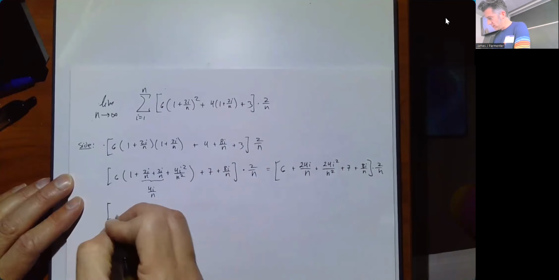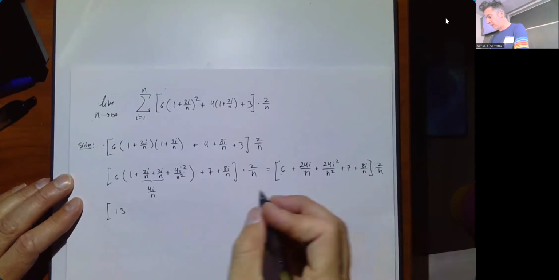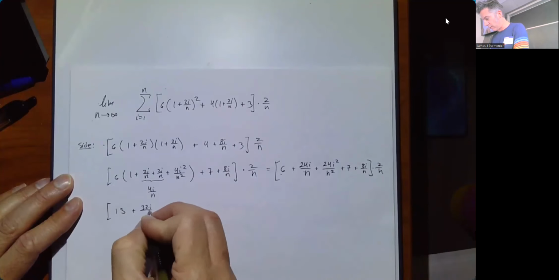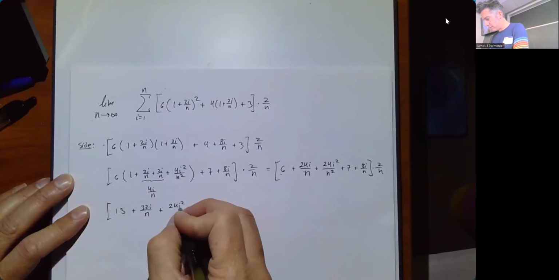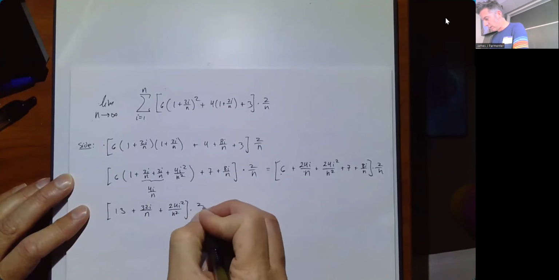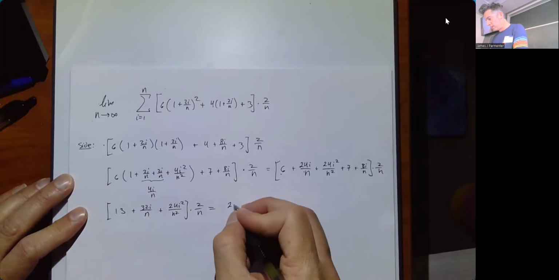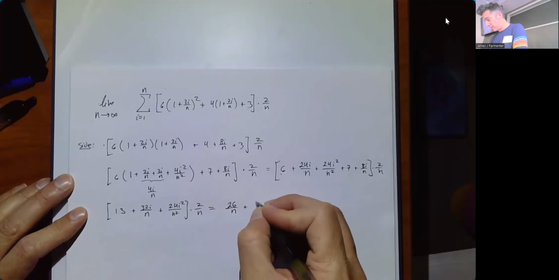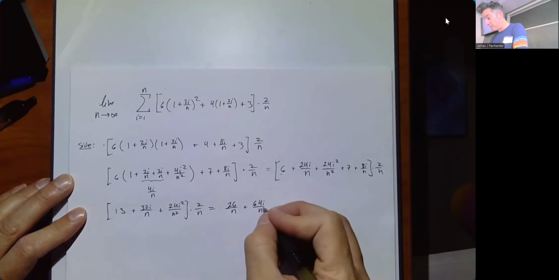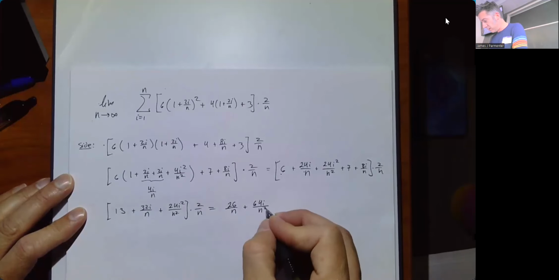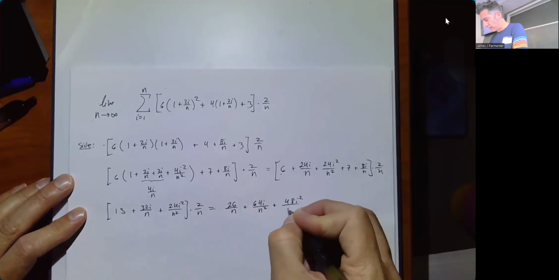We're almost there. 6 plus 7 is 13. 24i over n plus 8i over n is 32i over n. And 24i squared over n squared, all times 2 over n. Finally, we distribute the 2 over n, and we get 26 over n plus 64i over n squared. Thank you. Plus 24 times 2 is 48i squared over n cubed.